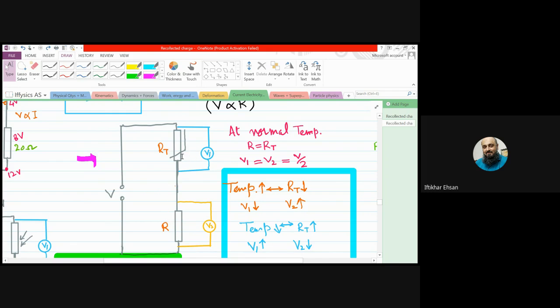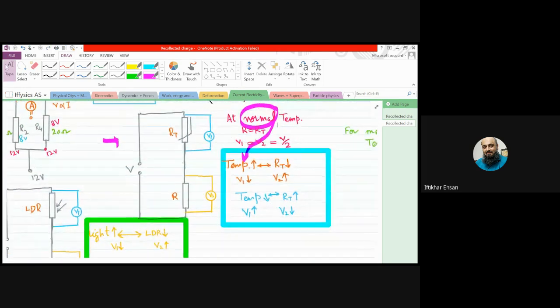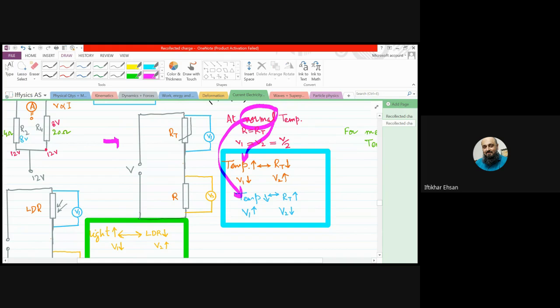When the resistors are equal, their voltages will also be equal. How much voltage will each have? Only two objects are connected, so the total voltage V will be divided between them, and each will have half of the voltage. But if the temperature is not at room temperature, it will either be higher or lower. The temperature only affects the thermistor.